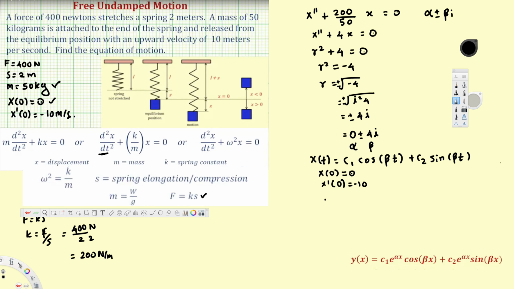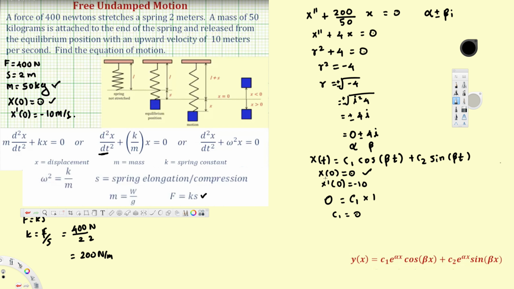From this one we know that x of 0 is 0. So 0 is equal to c1 times 1. I'm just plugging t equals 0 into this equation. So c1 times 1 is equal to 0. Therefore c1 is equal to 0.